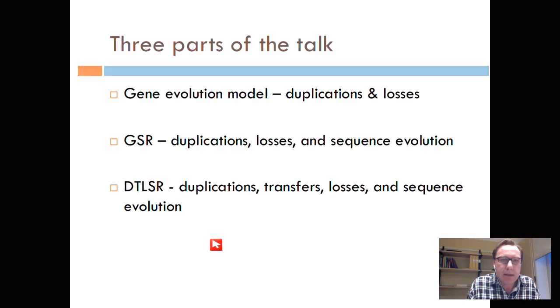And then there are two other models, namely GSR, which contains duplications, losses, and also sequence evolution. So in the first case, if you use that, you have to reconstruct your gene tree using some standard method, and then you can reconcile it. But in the second case, you can do all of this inside one model, which is better than using a two-step process. And in the final part, I'll be talking about another model which contains gene duplications, lateral gene transfers, losses, and also sequence evolution.